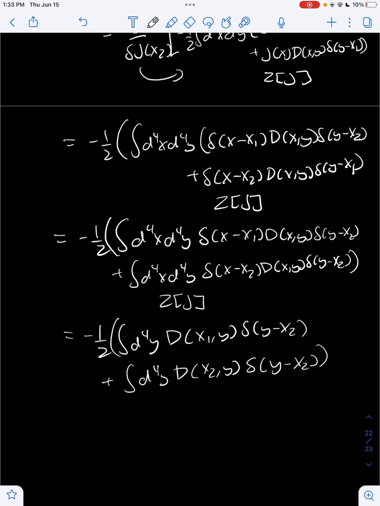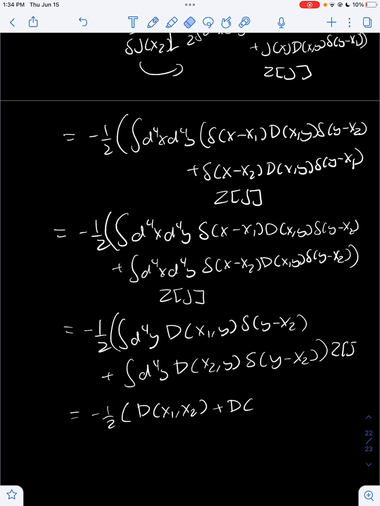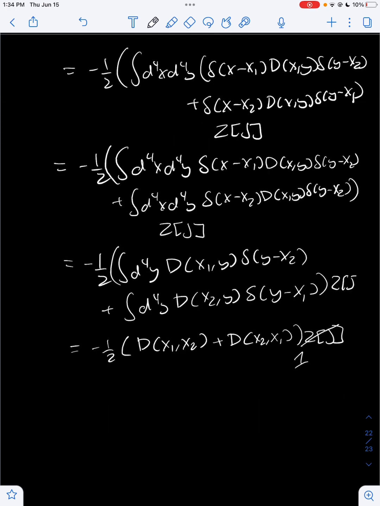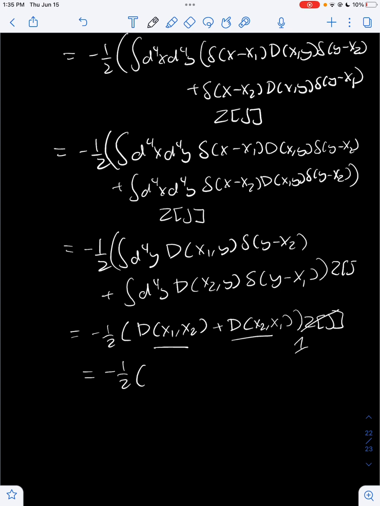Now we can take the integral over y. This should be delta x1. So we're going to have D(x2,x1) times Z(j). Z(j) goes to 1 since j equals 0. These are equal to each other, since if we flip x1 and x2, we don't really get any difference. So we have 2 times D(x1,x2). These cancel out, we get minus D(x1,x2).